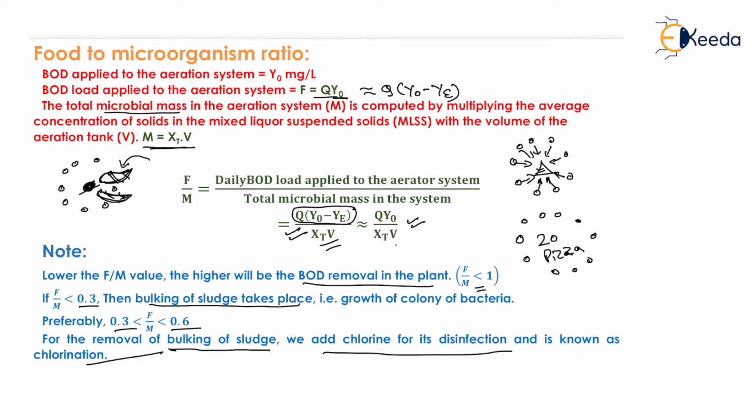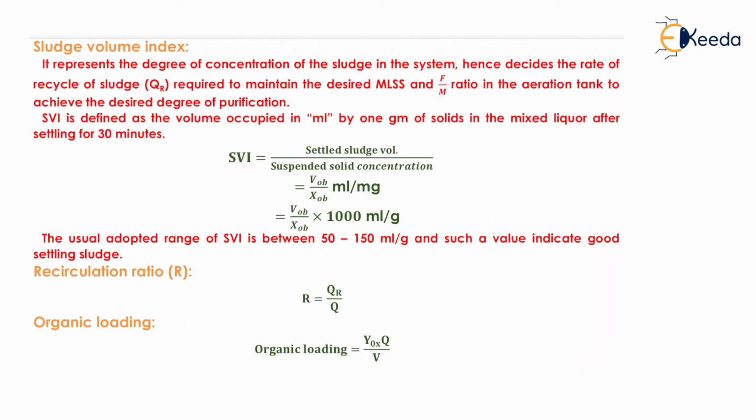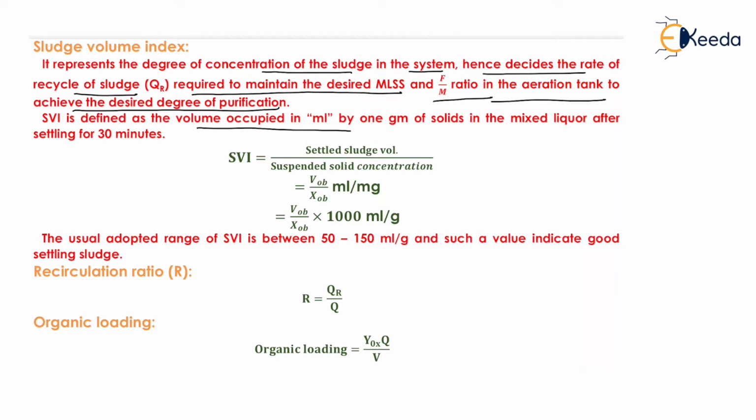Now we will move to the next portion, that is the sludge volume index. Now it represents the degree of concentration of the sludge in the system, hence it decides the rate of recycle of sludge required to maintain the desired MLSS and F by M ratio in the aeration tank to achieve the desired degree of purification. Okay, now SVI is defined as the volume occupied in ml by 1 gram of solids in the mixed liquid suspended solids after settling for 30 minutes.